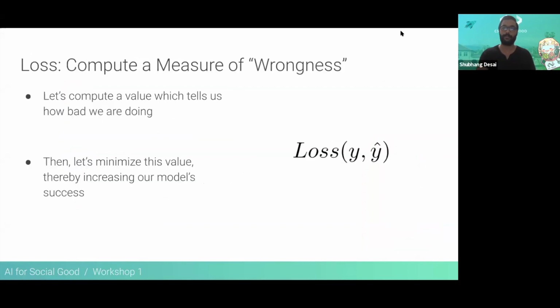So we ought to have some sort of number which tells us how bad we're doing, or how off we are. And this is called loss. This is a measure of wrongness. We compare y and y hat, the prediction and the ground truth. This number tells us how bad we're doing, and we minimize that number, right? So in essence, by minimizing how bad we're doing, we're increasing how good we're doing, right? Do you see how that makes sense conceptually? Cool. So what are we going to have as our loss function?